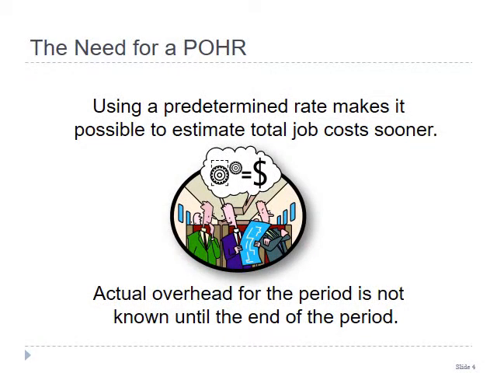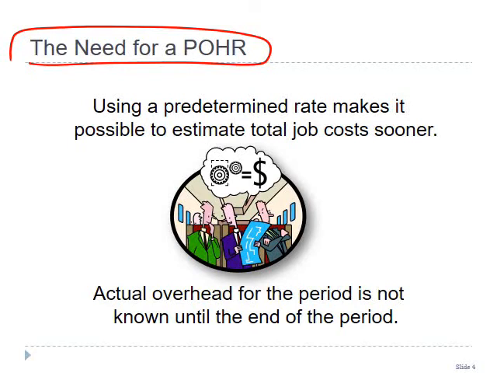So the logical question that should arise is why there is a need for a predetermined overhead rate. Predetermined overhead rates that rely upon estimated data are often used because the actual overhead rate for the period is not known until the end of the period, thus inhibiting the ability to estimate job cost during the period. The second one is actual overhead cost can fluctuate seasonally, thus misleading the decision makers as well.